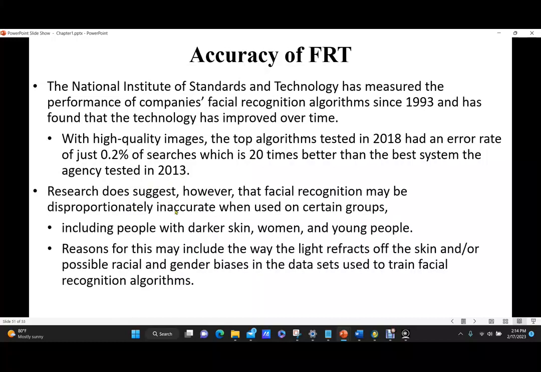The research does suggest, though, that it's disproportionately inaccurate on certain groups, in particular, people with darker skin, women, and younger people. Now, it may be that part of this problem is due to the way that light refracts off the skin of these people, and it's quite possible that the data sets used to train the recognition algorithms had a built-in racial and gender bias.